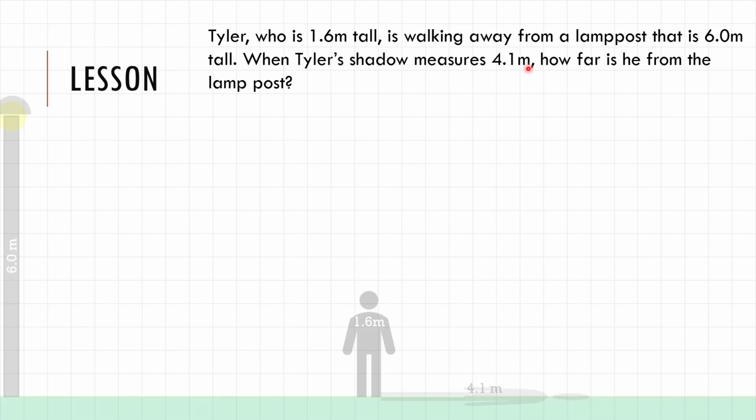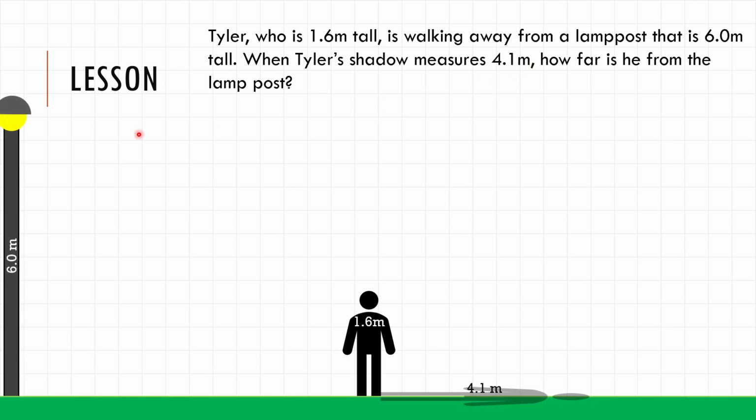So I tried to do this, and this is the diagram I sort of ended up with, right? So I have a person, this is Tyler, he's 1.6 meters tall. He's walking away from this lamppost, and the lamppost is 6 meters tall, and Tyler's shadow is 4.1 meters. Now, obviously, this is not to scale. This is not 6 times or 3 times as tall as Tyler, but that's okay. It's just a quick little diagram, okay?